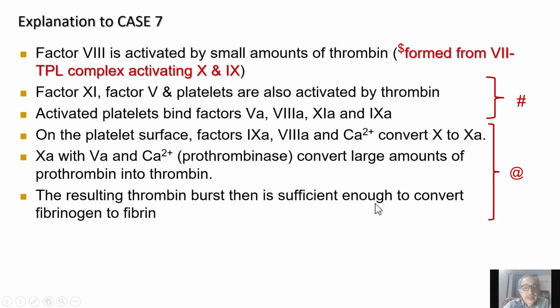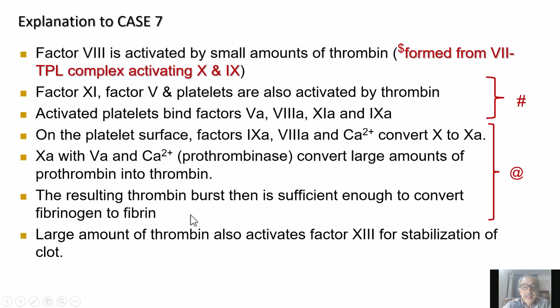The resulting thrombin burst is sufficient to convert fibrinogen to fibrin. The initial thrombin activates the factors. The later burst converts fibrinogen to fibrin. A large amount of thrombin also activates factor 13 for stabilization of the clot. So you need a larger amount of thrombin for stabilization. So this is how the cell-based theory or concept is explained.